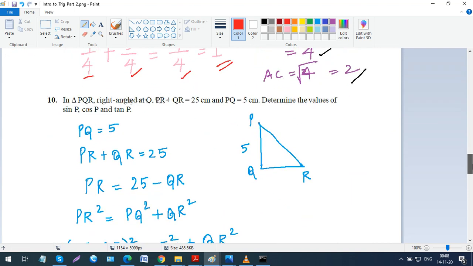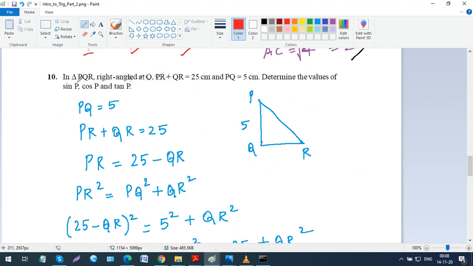Now come to question number 10. In triangle PQR, right angled at Q, PR plus QR is equal to 25, and PQ is given as 5 centimeters. Determine the values of the asked ratios. First we need to find all 3 sides, but we know only that PQ is 5. The other one says PR plus QR, this plus this is 25. So let's write it down.